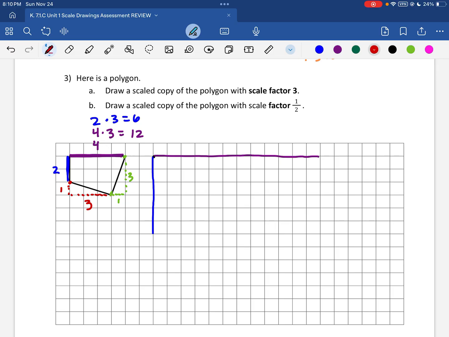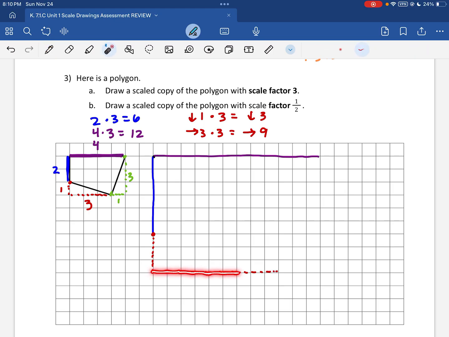Now we get to the diagonals, and remember the diagonal, the red one, I went down 1 and over 3. Well, down 1 needs to be multiplied by 3. Down 1 times 3 now means I'm going to go down 3. And over to the right 3 is multiplied by 3, which is now going to be over to the right 3 times 3, which is 9. So from here, I'm going to go down 3 and over to the right 9. I need to count that again. 1, 2, 3, 4, 5, 6, 7, 8, 9. Now that I know how to get to that friend's house, now I can draw the path that that bird would take.